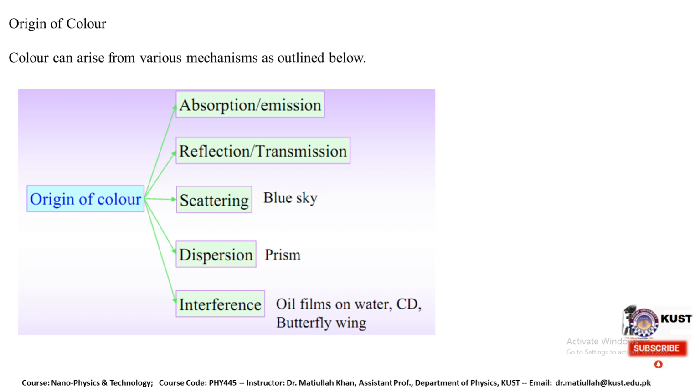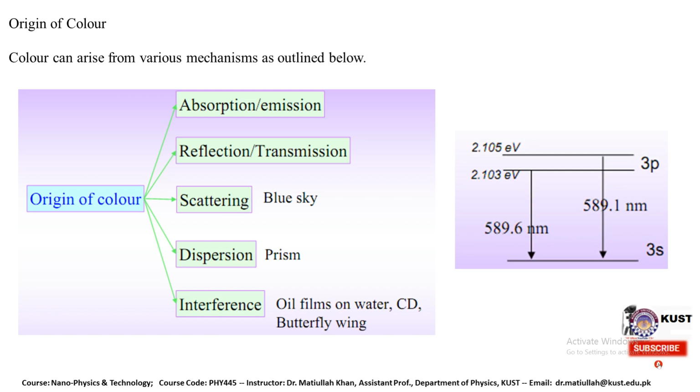The third one is the dispersion process, just like white light passing through a prism, where the wavelengths are shifted and the white light is converted into 7 different colors. In some cases we have interference that also originates color, and examples of interference are oil films on water, seeds or butterfly wings.